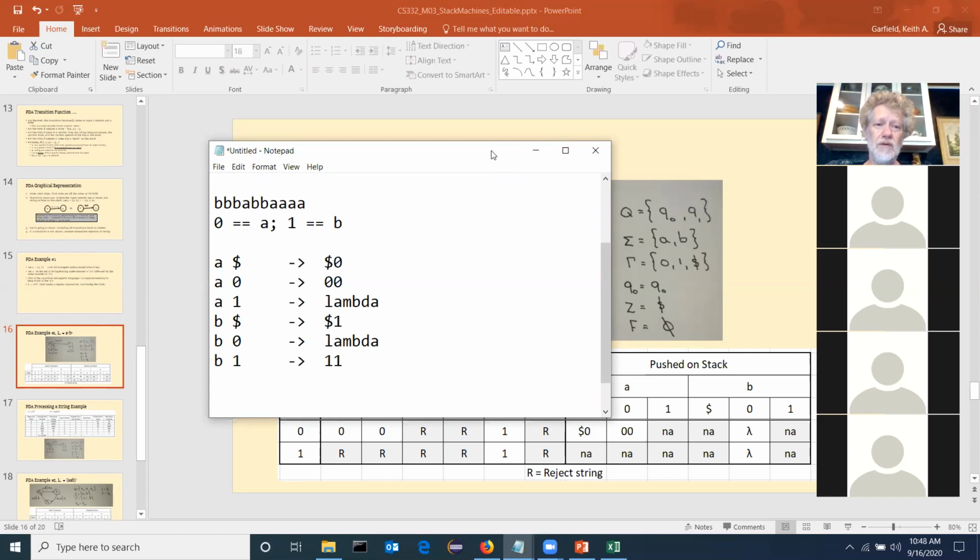But the best way to do these is to just play around with them. Invent a context-free language and see if you can create a machine that will accept it. And by all means, post it in the discussion section so we can talk about it.